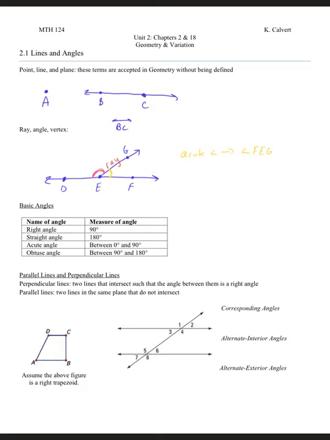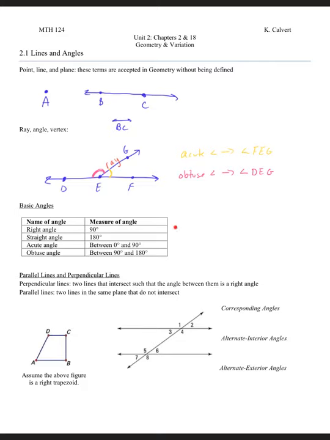Now we also have this angle over here. We call this an obtuse angle because it's bigger than 90 degrees. So here we have an obtuse angle, and again, we can name that the same way, either DEG or GED. So I'm going to say DEG. Again, the middle letter in your angle should always be the vertex, which is the point of it.